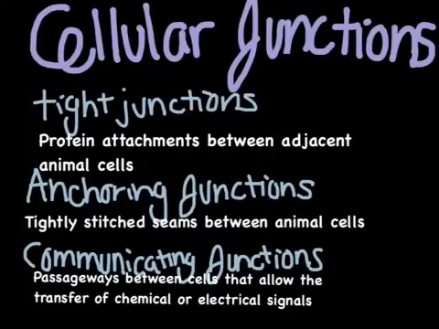Cell junctions serve to anchor cells to one another or to provide a passageway for cellular exchange, and they include tight junctions, which are protein attachments between adjacent animal cells, anchoring junctions, which are tightly stitched seams between animal cells, and then communicating junctions, which are passageways between cells that allow the transfer of chemical or electrical signals.